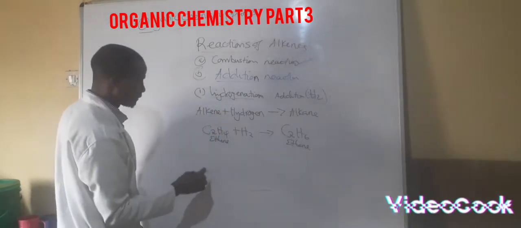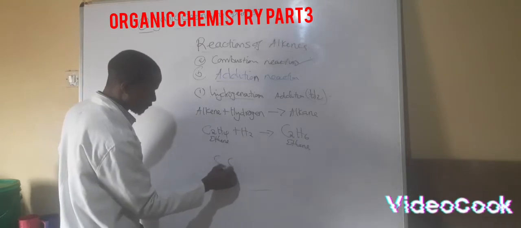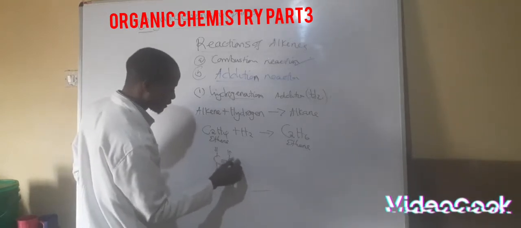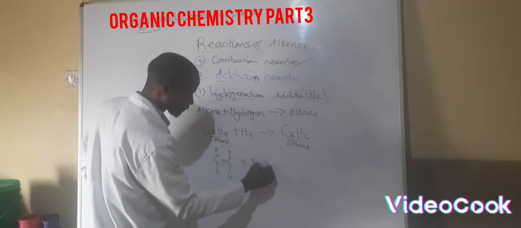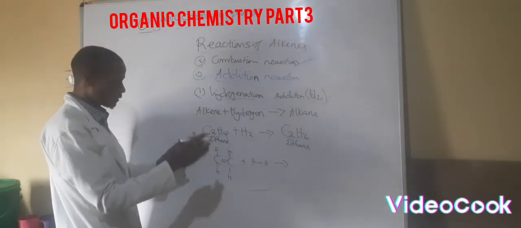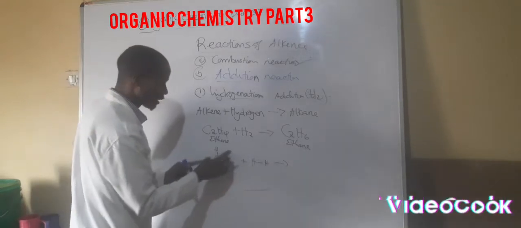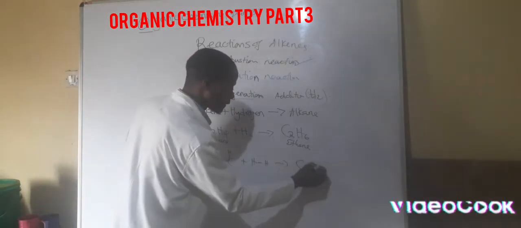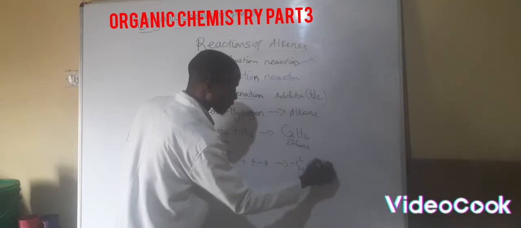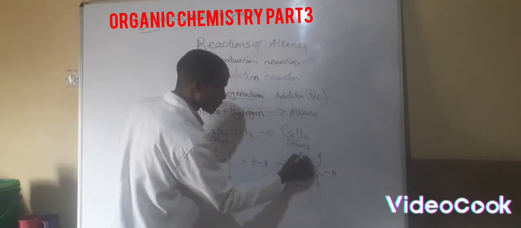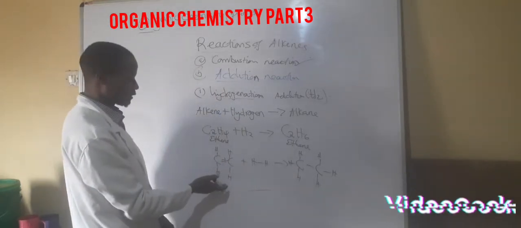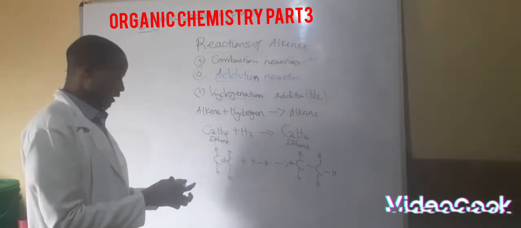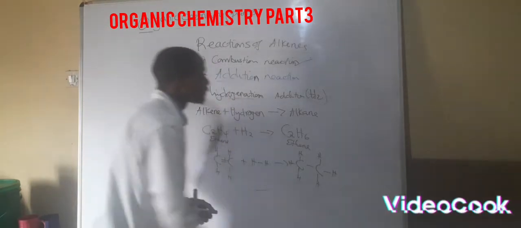And the structure formula will be C, there's a double bond here. Then plus hydrogen. So what happens, the double bond will be broken open, where these hydrogen atoms will be allowed to attach themselves to this compound, which will have C6 carbon. So this was ethene, this is ethane, see that there? So hydrogenation is the addition of hydrogen to an alkene or to an unsaturated compound.